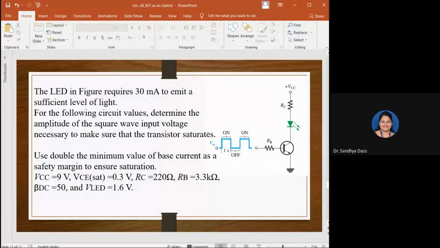Can anyone tell me what is asked? What is asked in the question? What do you have to find? What do you have to determine? It's not IB, Rita. Observe the question there. Determine the amplitude. It is V in, correct. V in, the input voltage. What is the input voltage required is asked.